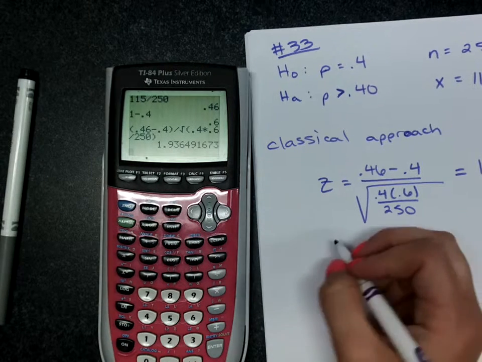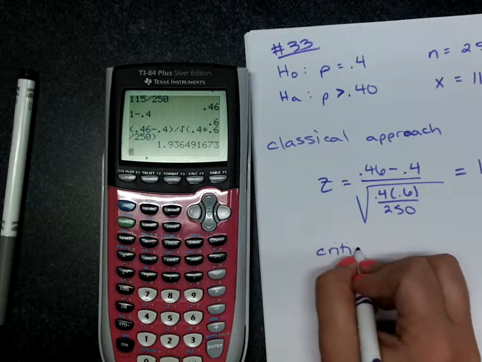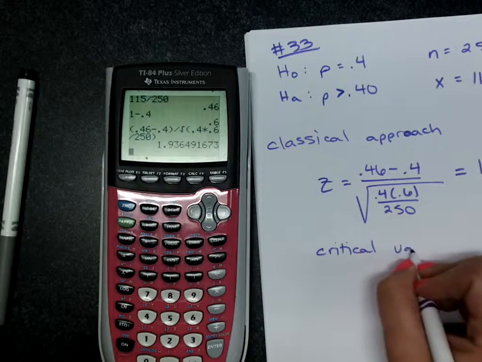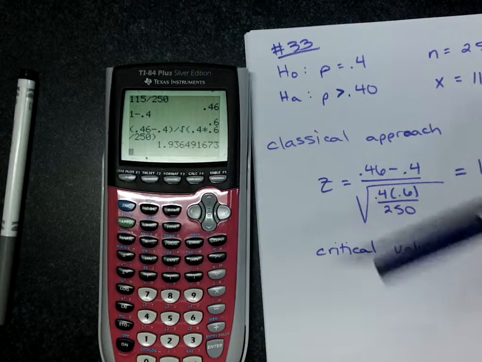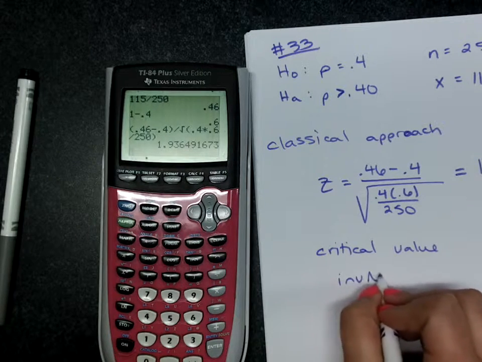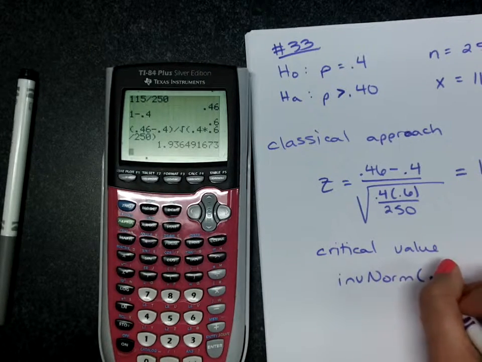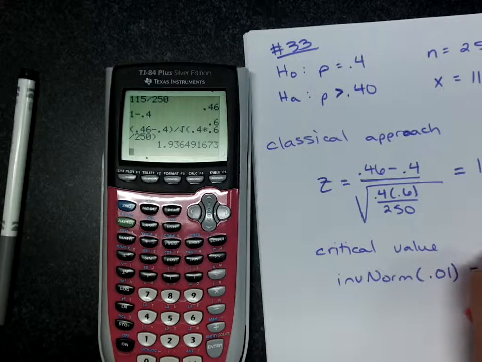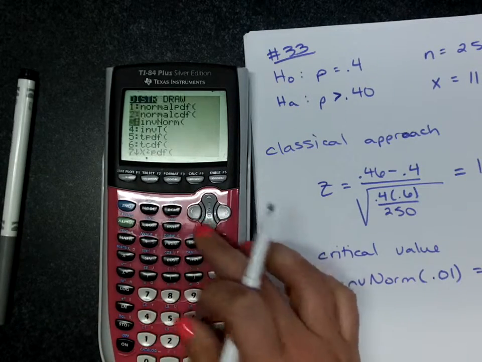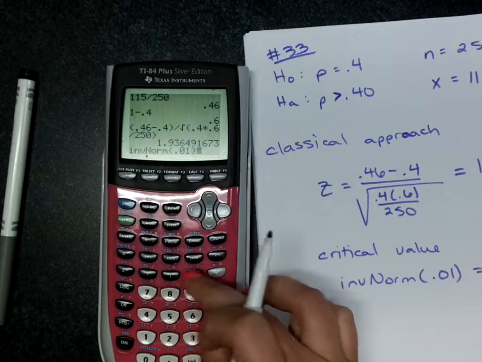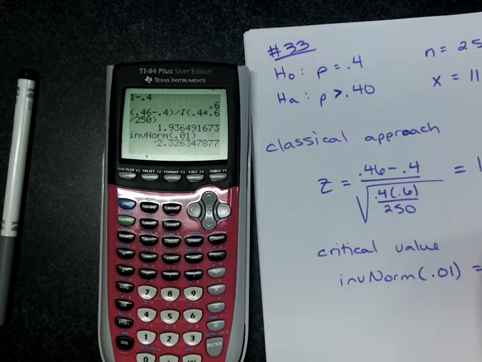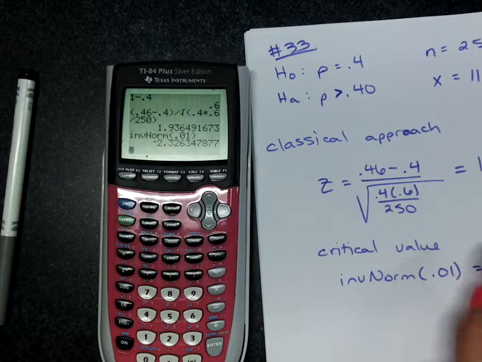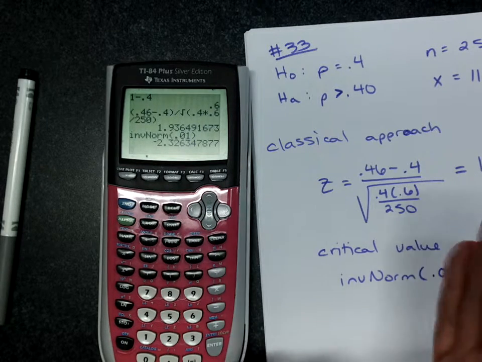And then we need to look up the critical value for 0.01. So we're going to do inverse normal of 0.01. It's under second bars, or you can look it up in the chart. That would be negative 2.326. And the negative doesn't really matter. If the z-score is smaller than your critical value, you're in the safe zone.